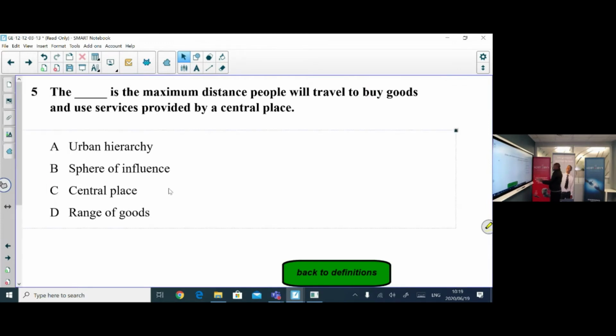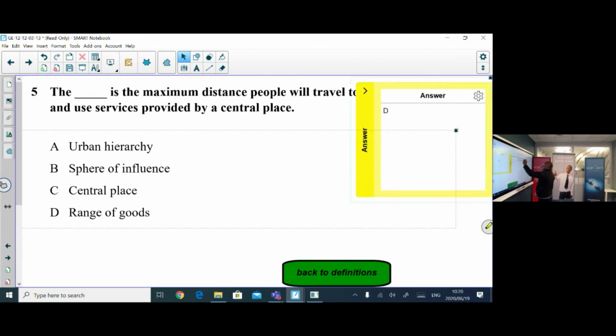to question number 5, which is: the dash is the maximum distance people will travel to buy goods. This is such a revision, as I said, of the previous lesson so that we prepare for the next slide that we need to look at, and we don't confuse the terms. The dash is the maximum distance people travel to buy goods and use services provided by a central place. Is it the range of goods? Yes, it is the range of goods. That is our answer there.